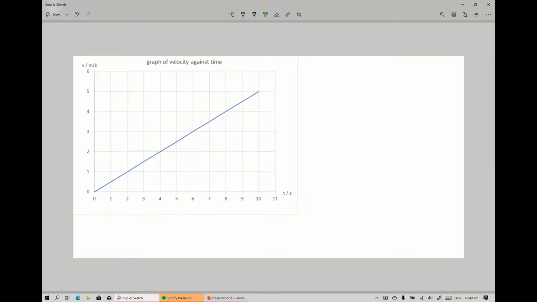Now, using the same velocity time graph, how do we determine the displacement covered by the object? Okay, you first have to recall calculating the areas of regular shapes.